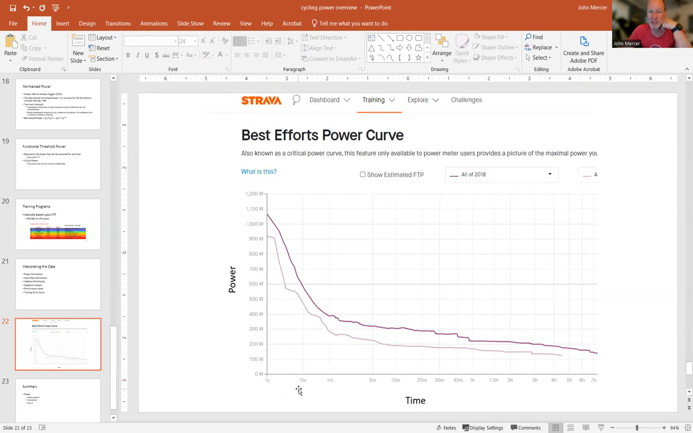This is power on the y-axis. So if I look at where this point crosses the x-axis, this is saying I generated 500 watts over 15 seconds at some point in a ride. Here it says I generated about 200 watts for 5 minutes. And over here, I generated about 180 watts for 2 hours.